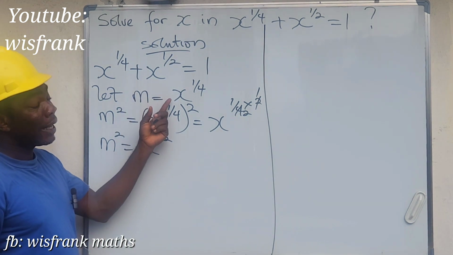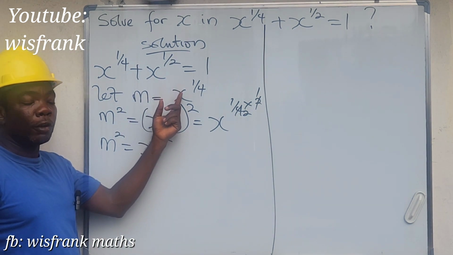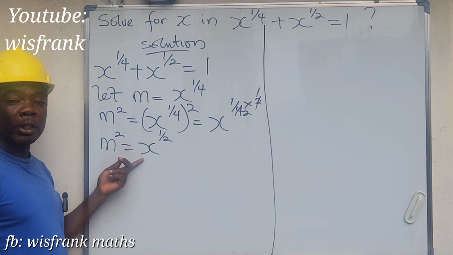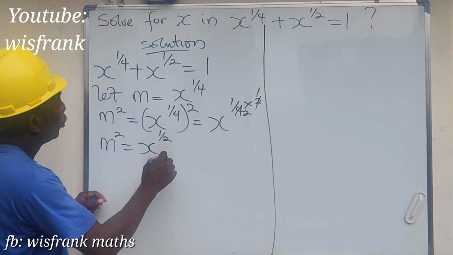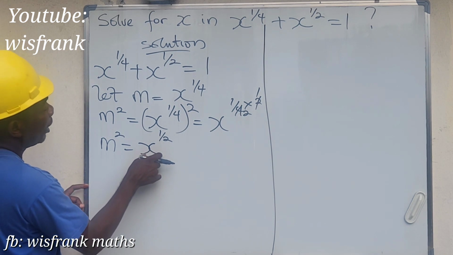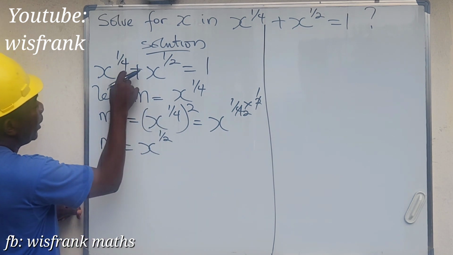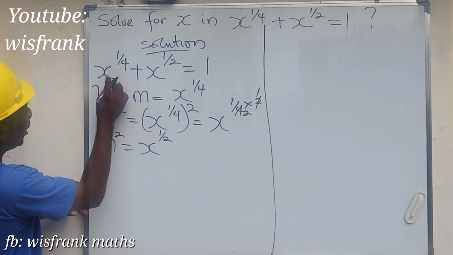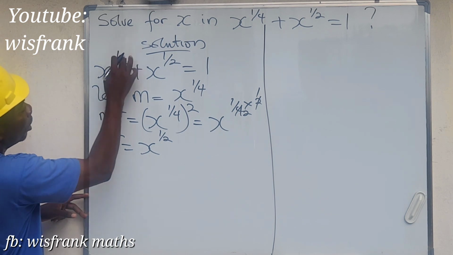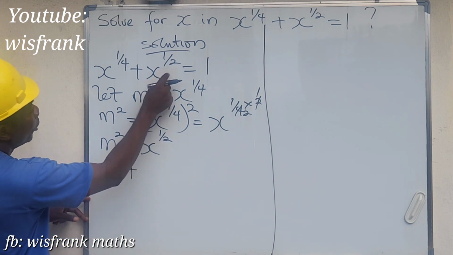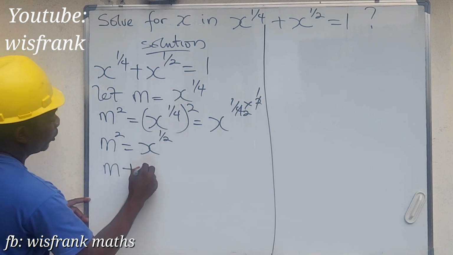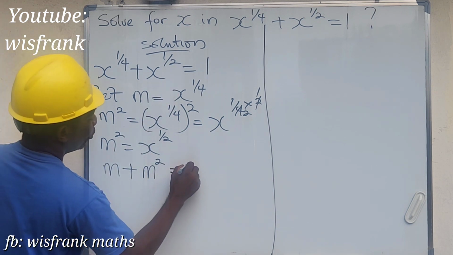We have m as x to the power of 1 all over 4 and m squared, which equals x to the power of 1 all over 2. So in this case, we are going to substitute the value of m and m squared in this equation. Here we have x to the power of 1 all over 4 as m, plus, for this one, we have m squared. So we have m plus m squared equals 1.